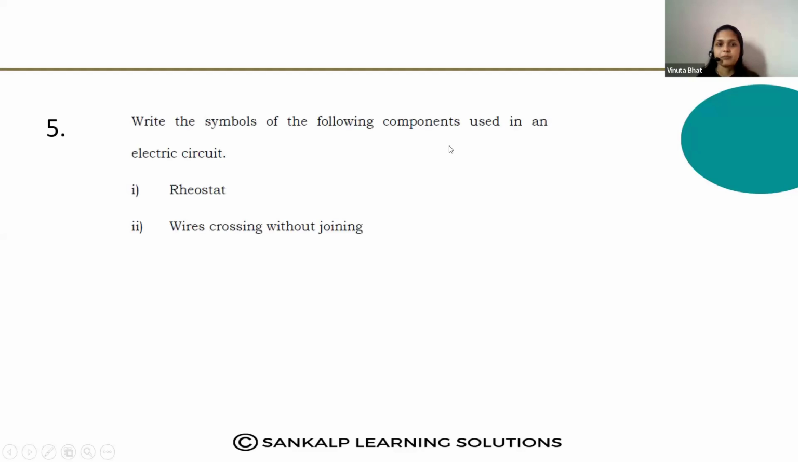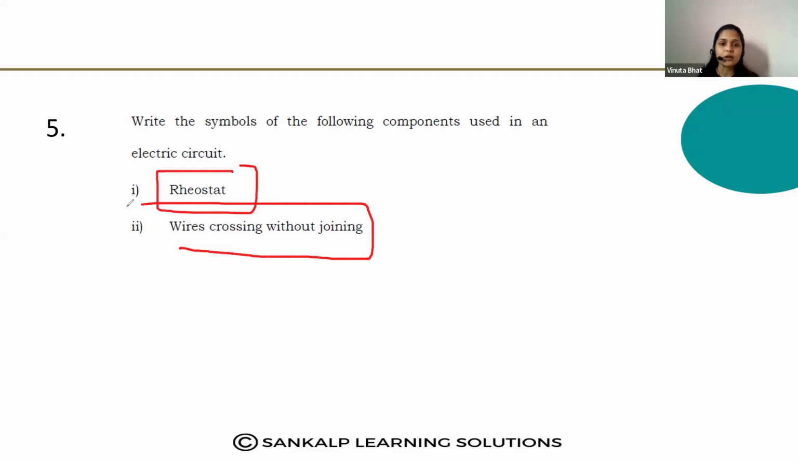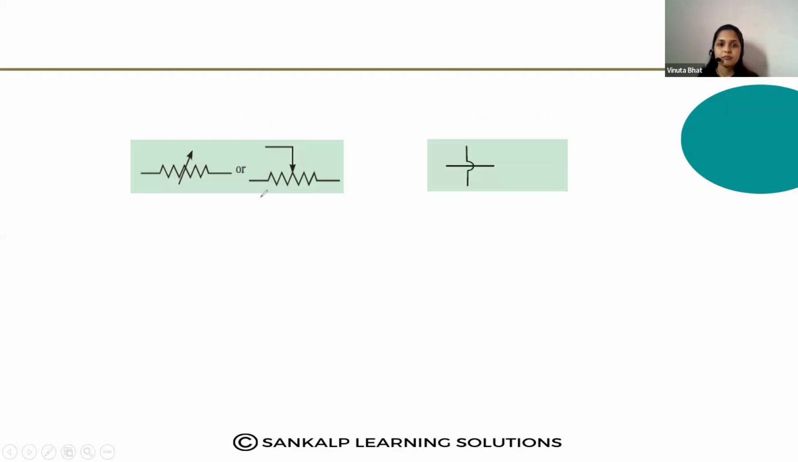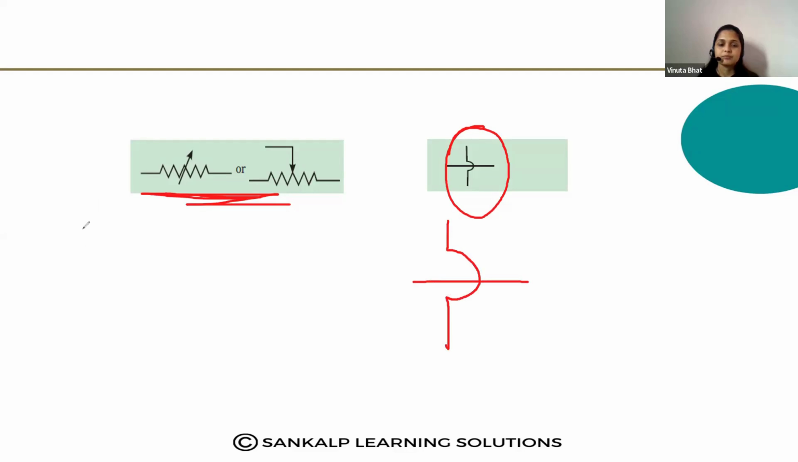Next question. Write the symbols of the following components used in an electric circuit: the rheostat and wires crossing without joining. So this is the rheostat, and this is wires crossing without joining. The symbol is like this. This is a 2 mark question.